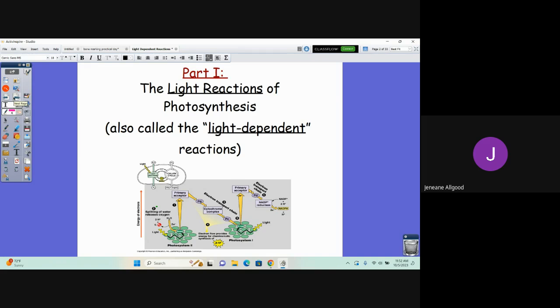Okay, so let me turn the lights down. And like I said, we're not doing this whole packet today. We are just gonna get to a certain point and then we will switch gears and do our paper chromatography lab. Save some things for my people who aren't here.